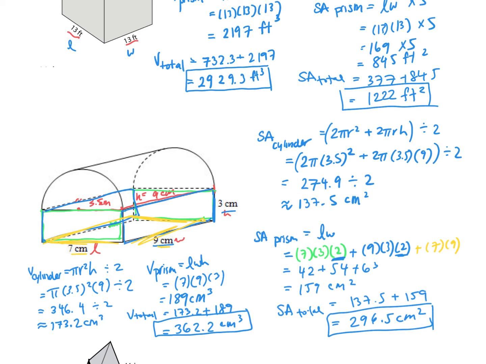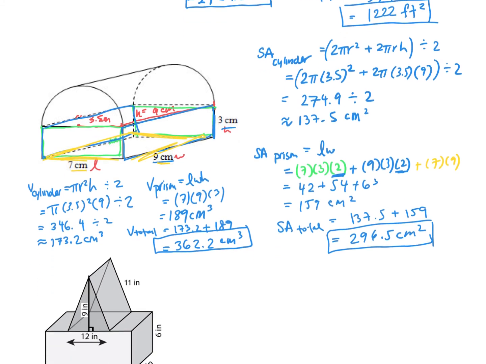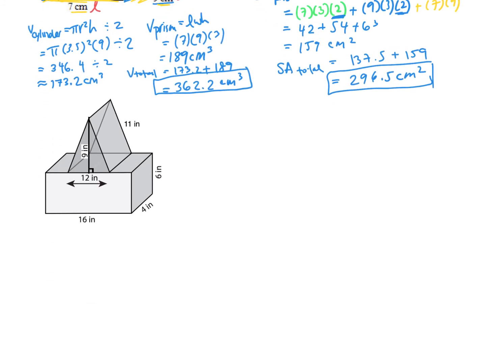So this one required a little bit more work, specifically with the prism, because we had 3 different types of rectangles. All right, our last one. Let's start with the volume.